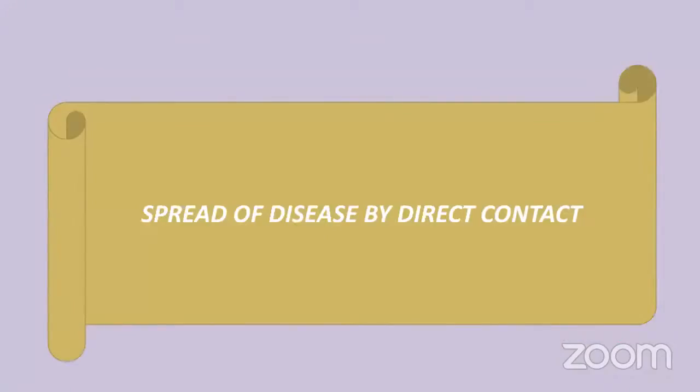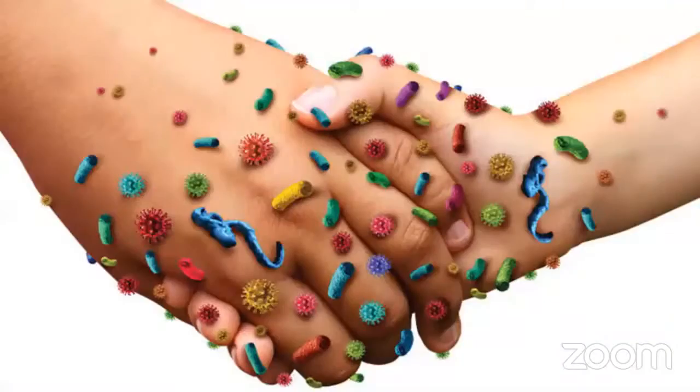Now next is the spread of disease by direct contact. See, this is called direct contact. Two persons are shaking their hands. And as I told earlier, we are all covered by microorganisms. Some are harmful and some are harmless. So if you shake hands or if you hug somebody, then there is an exchange of microorganisms.